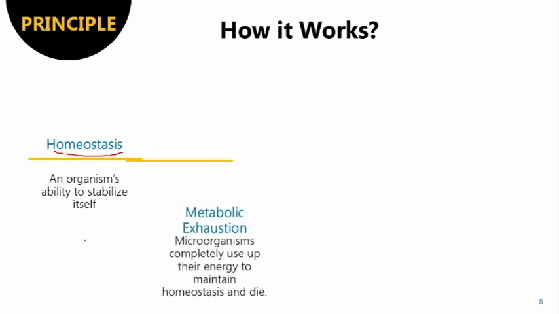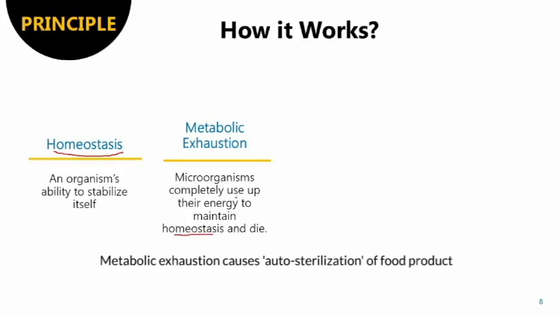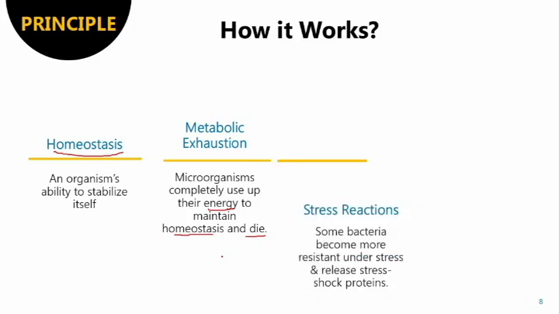And the next principle is metabolic exhaustion. Whenever we are applying some hurdles on the food product, microorganisms try to maintain and cope up their homeostasis, and while doing that, they completely use up their energy and they have no energy left for growth and for development. And what happens? They eventually die. So the next one is stress reactions.